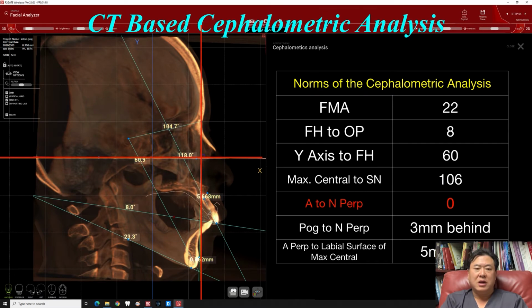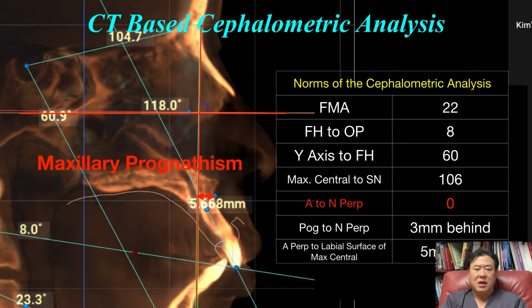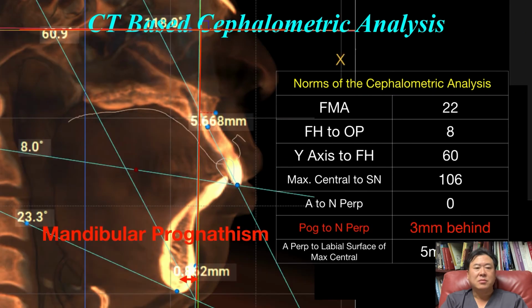Nasion perpendicular line or McNamara line is very useful for evaluating maxilla and mandible prognathism or retrognathism. Usually A point is in line with the nasion perpendicular line. In this case, maxillary A point is about 5.6 millimeter in front of nasion perpendicular line, and it indicates maxillary prognathism.